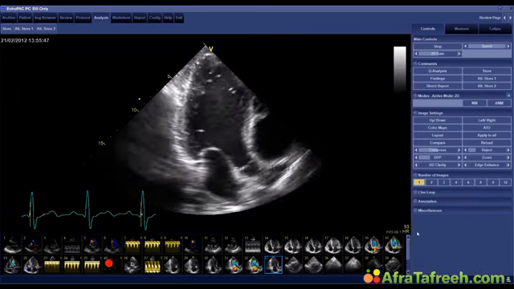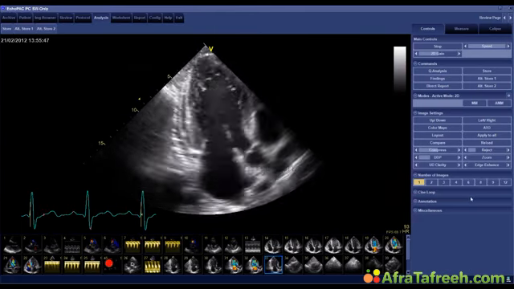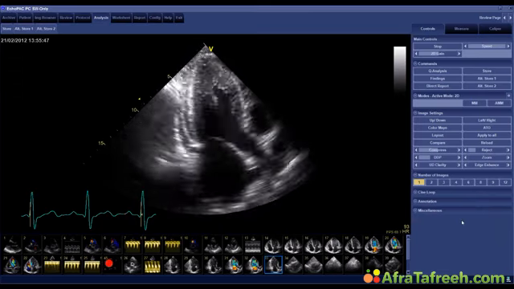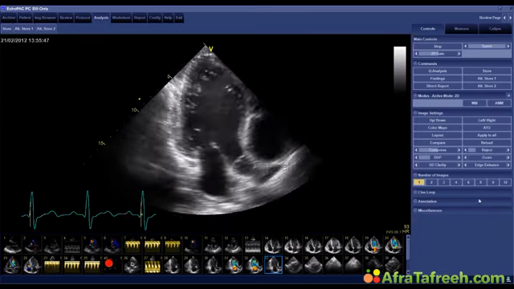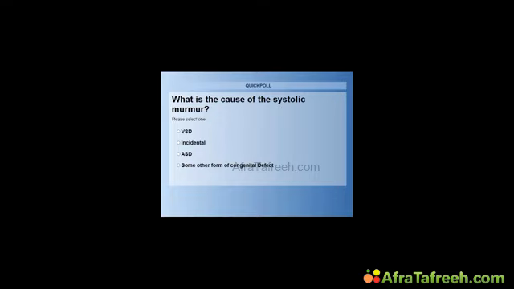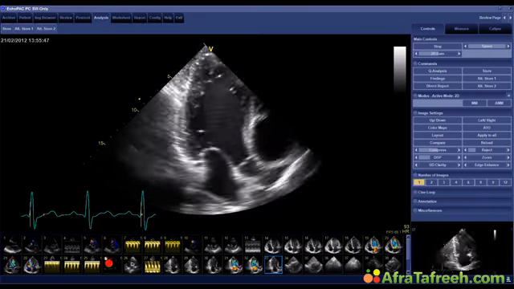Okay, so I'll ask you a question. I want you to answer and tell me if you think you know what the cause of the murmur actually is. Do you think it's the ventricular septal defect? Do you think it's an incidental murmur? Do you think it's an atrial septal defect? Or do you think there's some other form of congenital defect? And with other form of congenital defect, I also mean a congenital form of aortic stenosis. Okay, I'll give you some more images and some more explanation to this case.